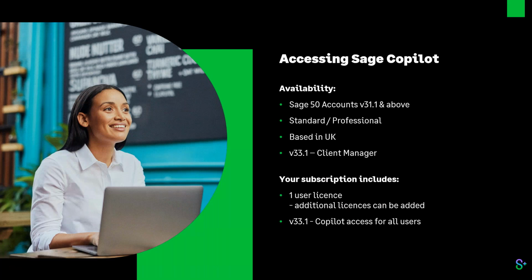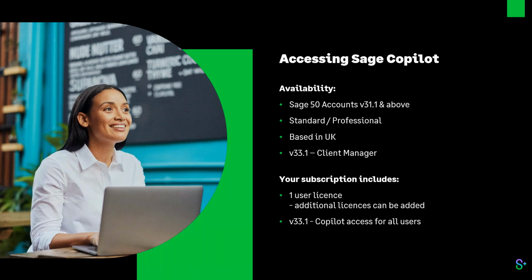Now, additional licenses can be added, but rather than go through the rigmarole of adding extra licenses and getting that knocked off your subscription a month or two later, I would tend to hang on for 33.1. In 33.1, as I mentioned, we're looking probably sometime in April for that.